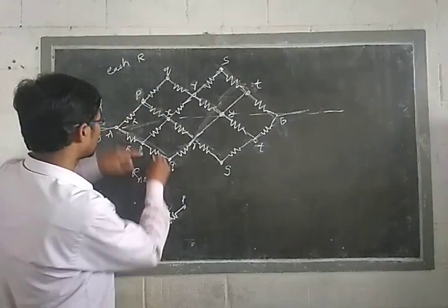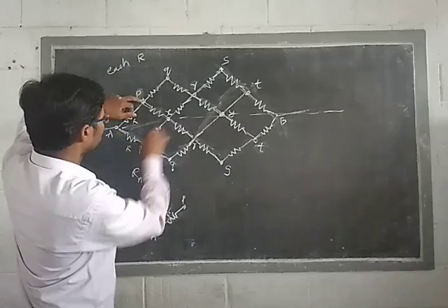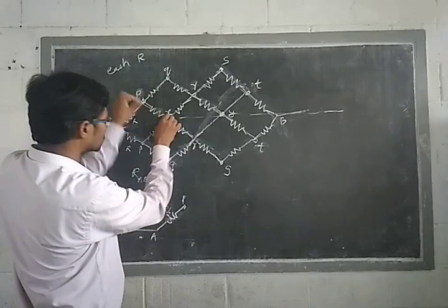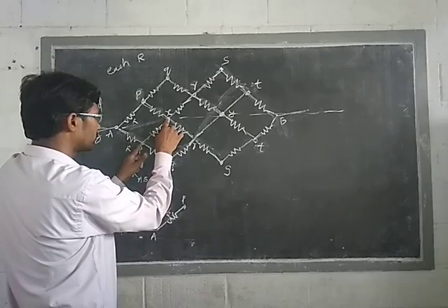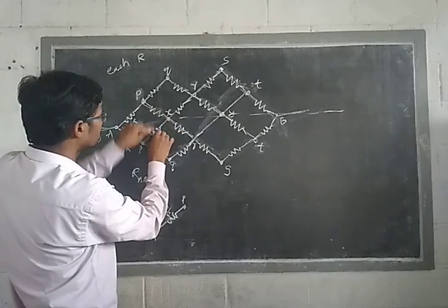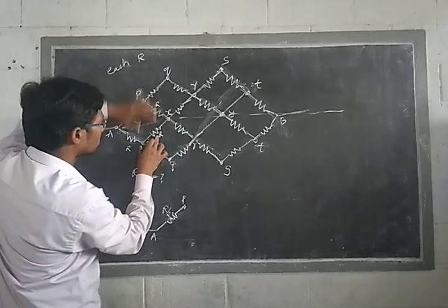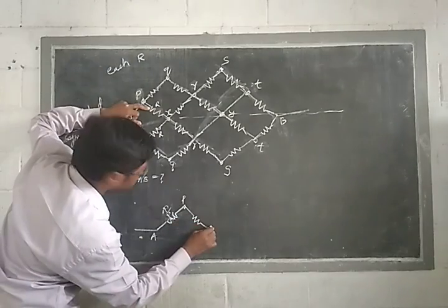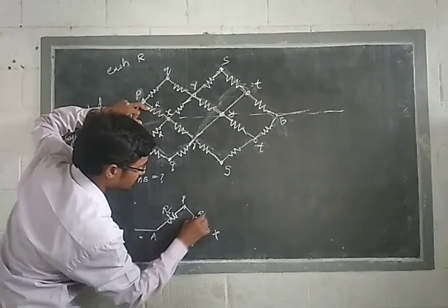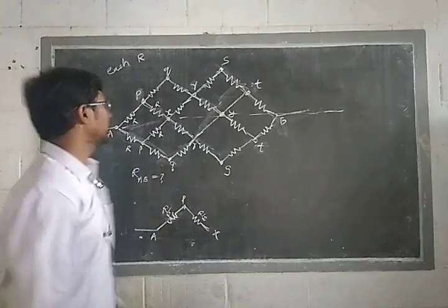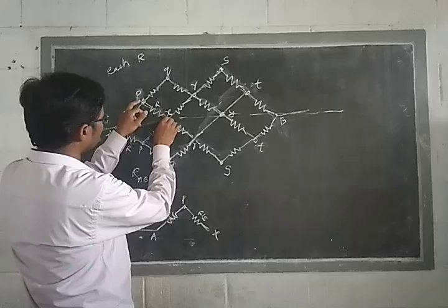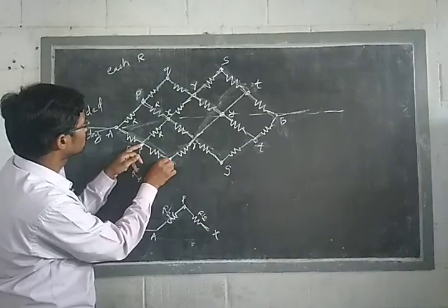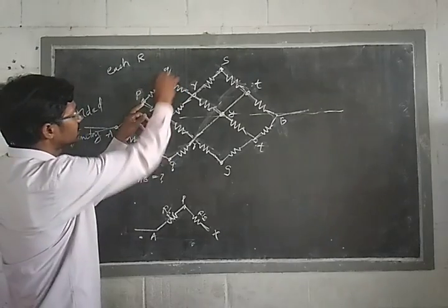Next, see that P, this one is completed. Next, PX and PX, these two are in which combination? Parallel. These two have the same potential, so between P and X also the same potential. Then R and R are in parallel combination. Then what is the equivalent resistance? R by 2. Now P, X. Now what is the resistance? R by 2. P and X completed.